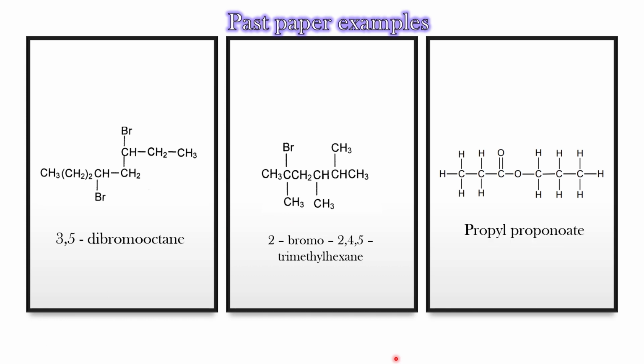The last one is an ester. You count before the O and after the O. You know it's an ester because of the double bond O and the single bond O in between. You count 1, 2, 3, and 1, 2, 3. So it'll be propyl propanoate.